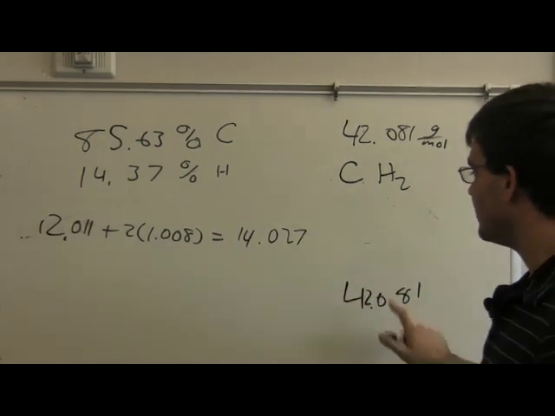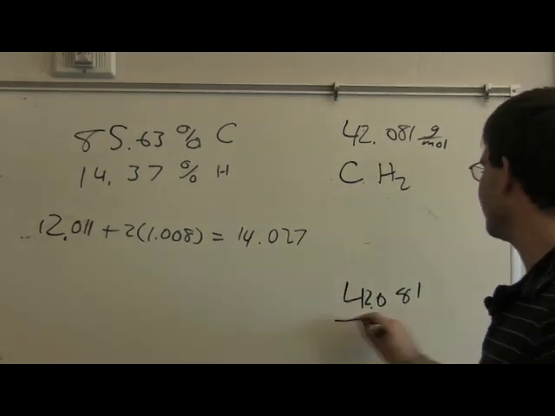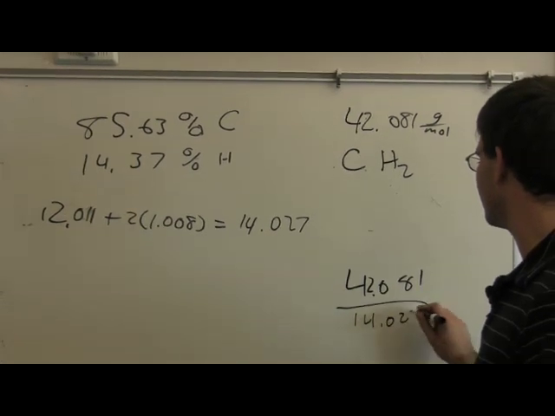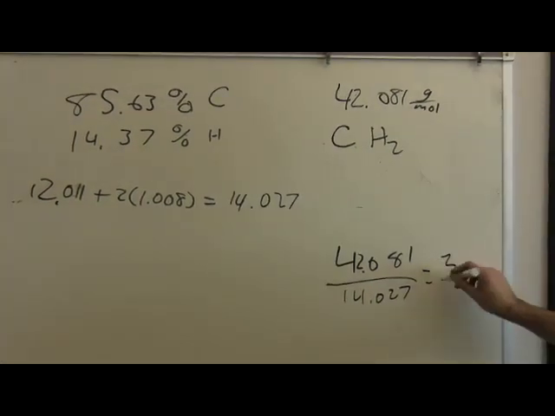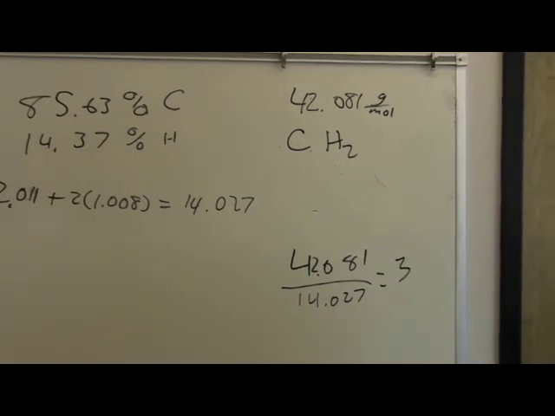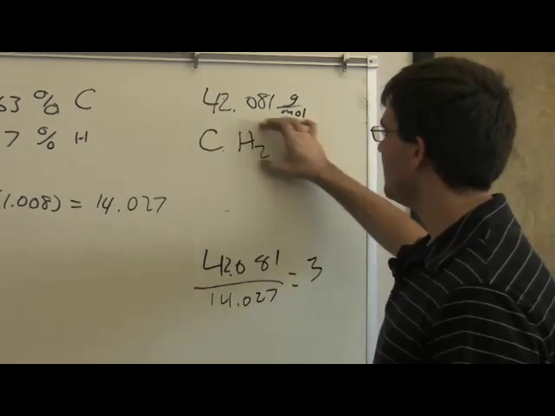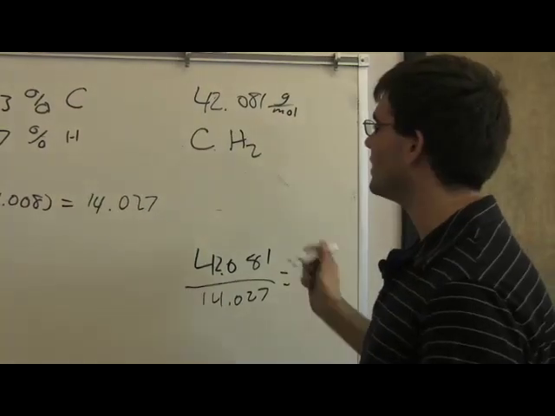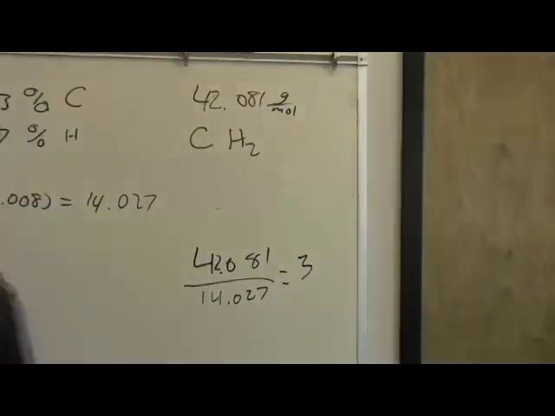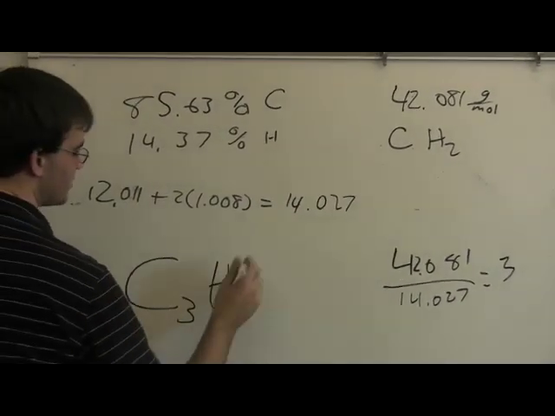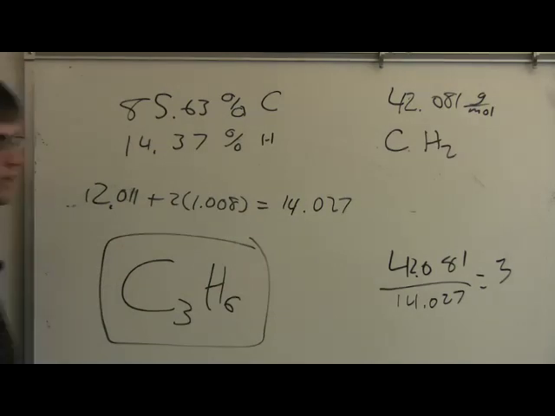Take the 14 and divide it by the 42. This will give you a ratio of 3. That means that you take this whole empirical formula and multiply it by 3. So our final result would be 3 carbon for every 6 hydrogen. This is the molecular formula.